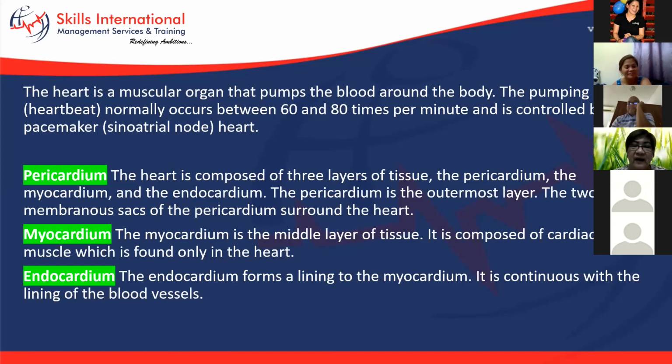Okay? Yung pericardium, the heart is composed of 3 layers of tissue. Yung pericardium yung outer layer, myocardium is the muscle that covers the muscle, and the endocardium. The pericardium is the outermost layer, yun na bumabalot sa puso sa labas. And the 2 membranous sacs of the pericardium surround the heart. So sila yung bumabalot, yung tissue na bumabalot dun sa heart, mucous membrane.